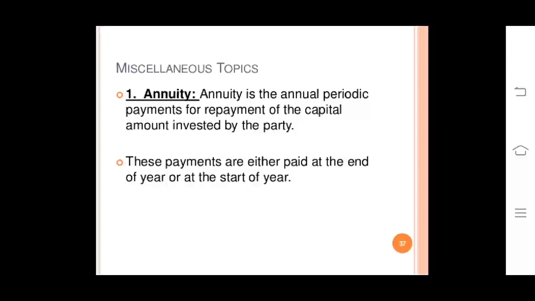Annuity. What is annuity? Annuity is the annual periodic payments for repayment of the capital amount invested by the party. These payments are either paid at the end of the year or at the start of the year.